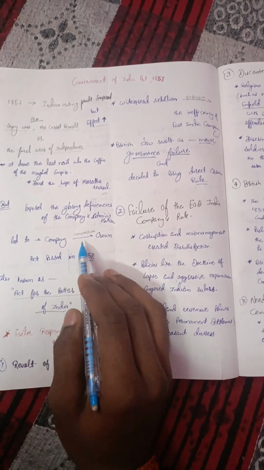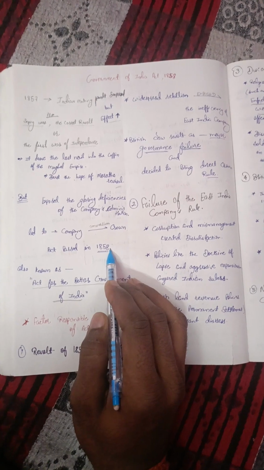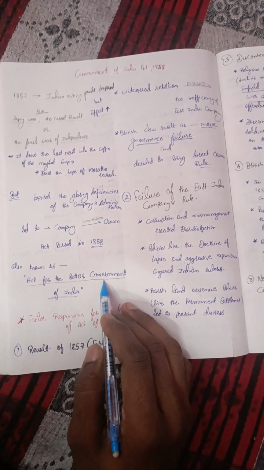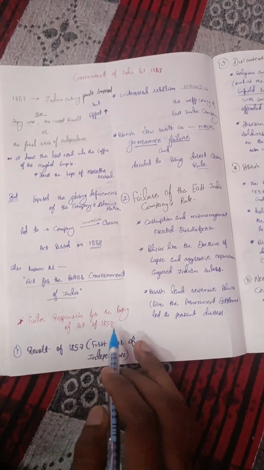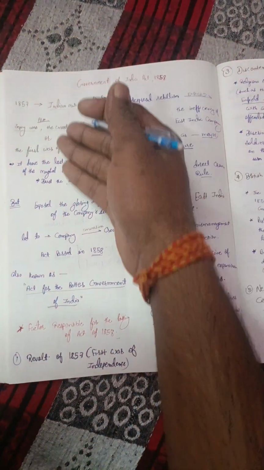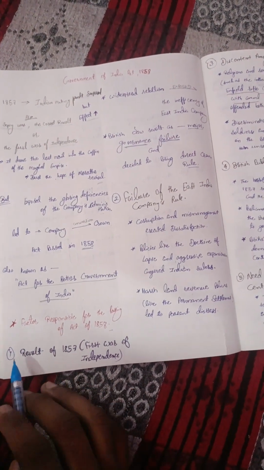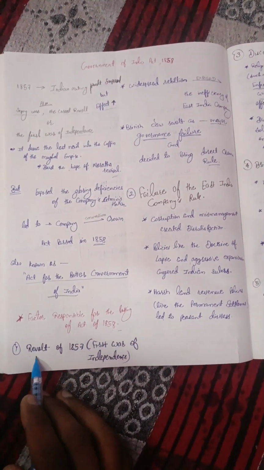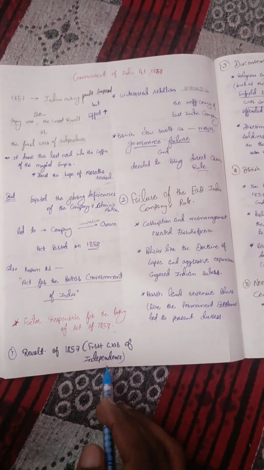It led to company conversion to crown. An Act was passed in 1858, also known as the Act for the Better Government of India. The factors responsible for the passing of the Act of 1858 are: number one, the revolt of 1857, as we started with the topic. So basically, the main factor responsible for the Act of 1858 was the revolt of 1857, which is also the First War of Independence.